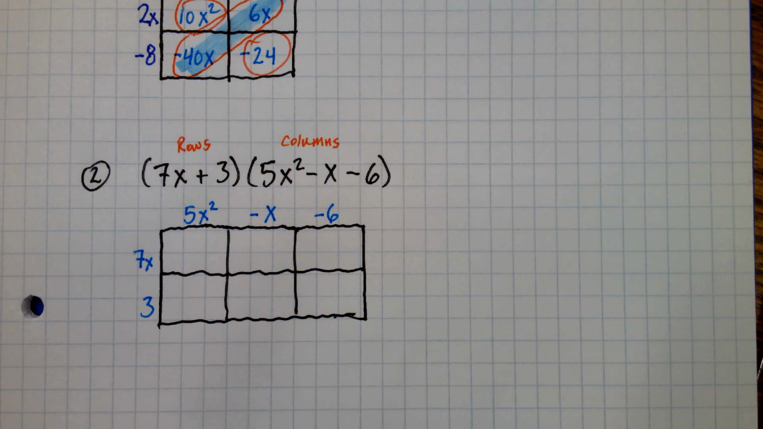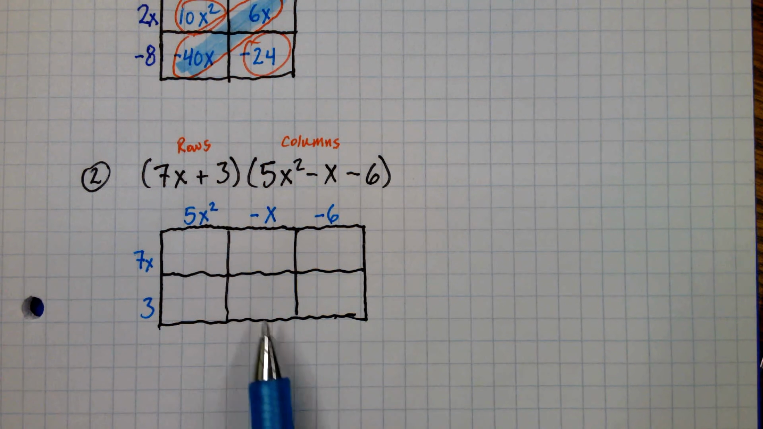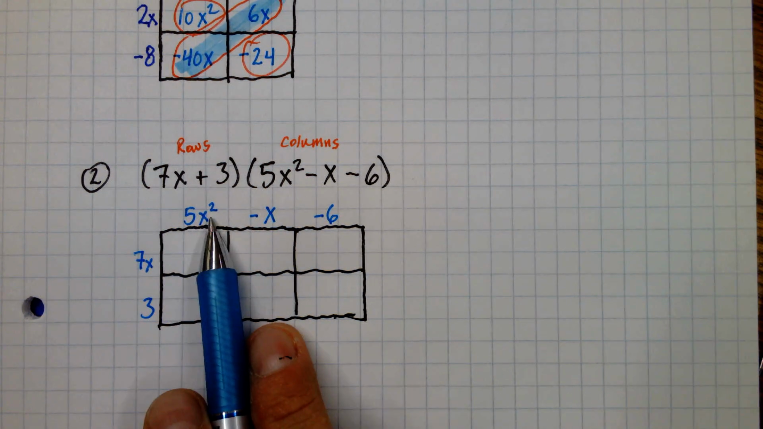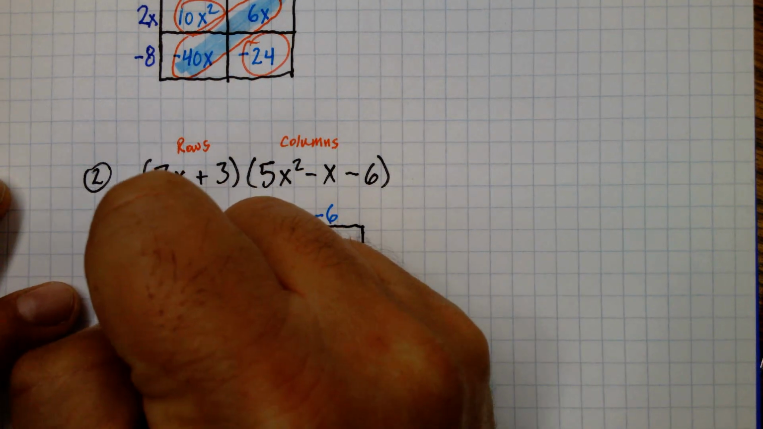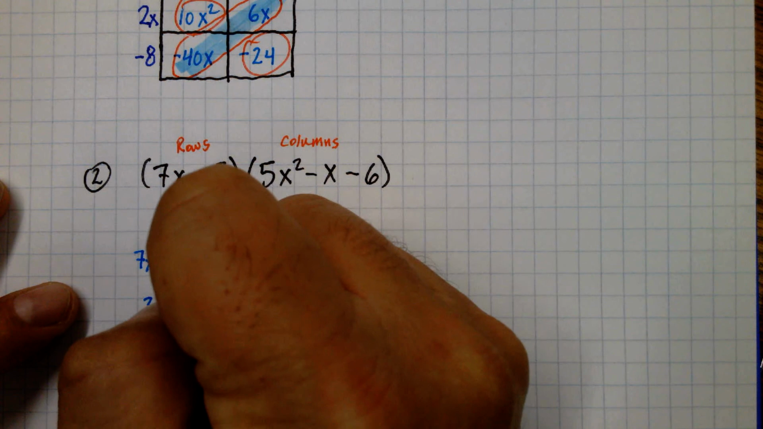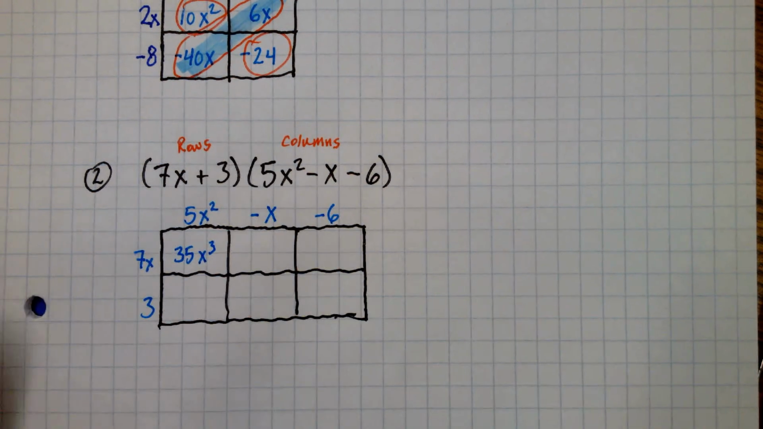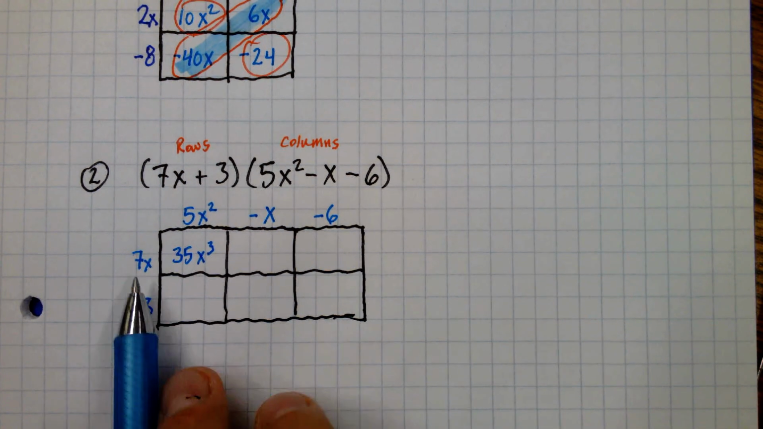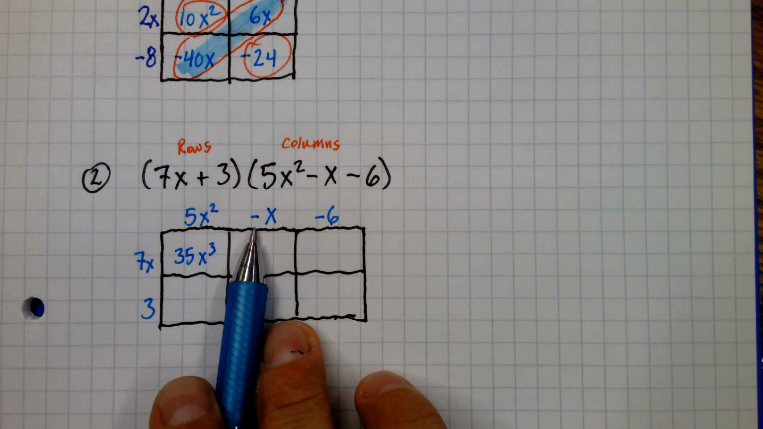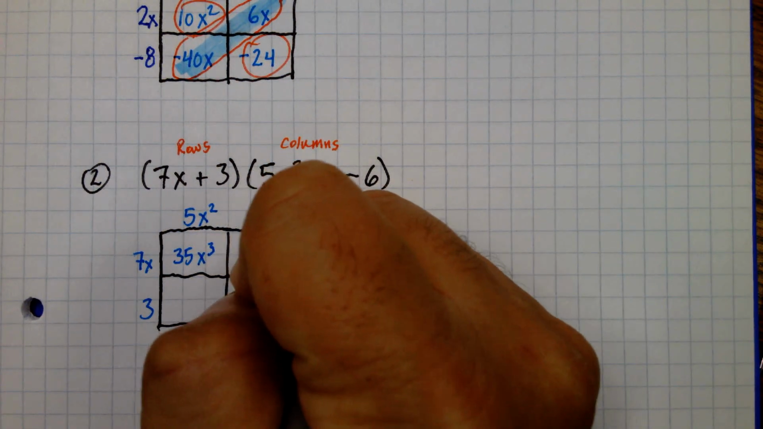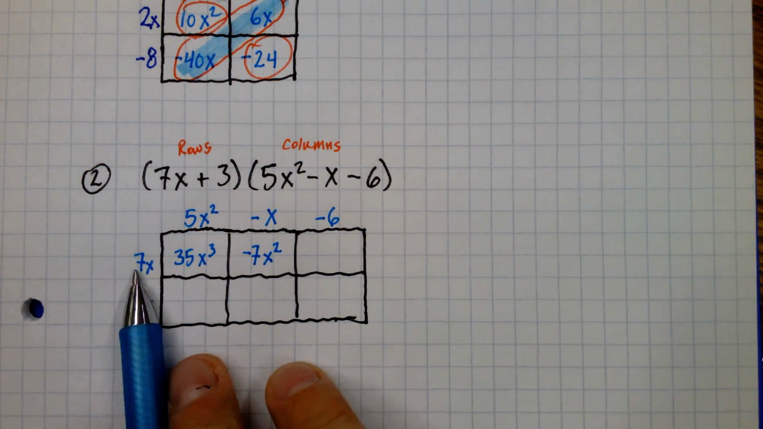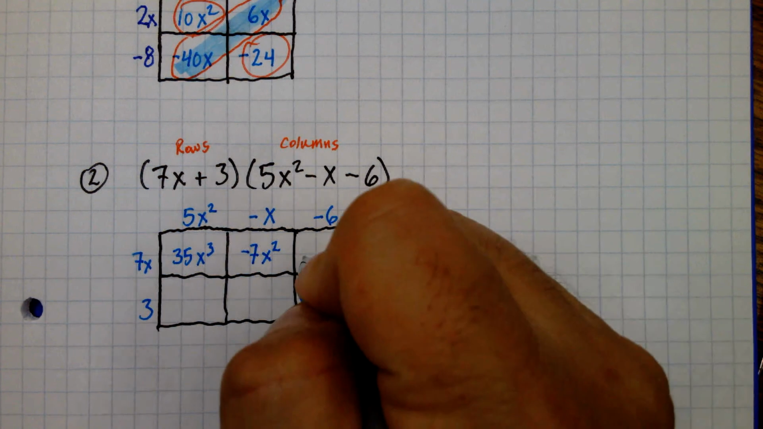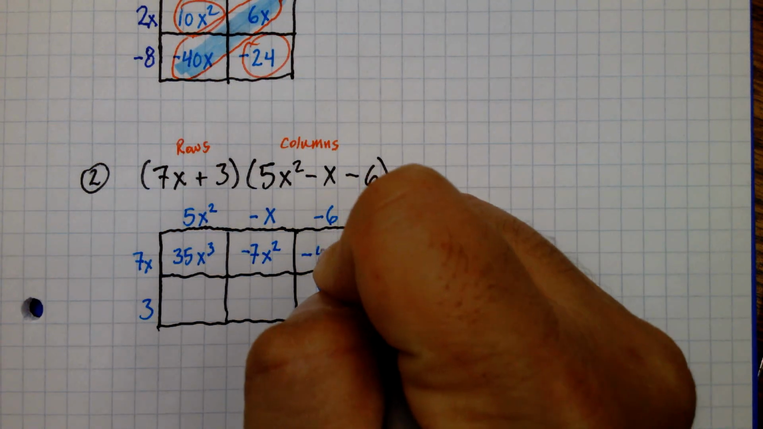Okay. You ready? Okay, let's start multiplying, and we'll do the same thing. 7x times 5x squared. These two multiply, you get your result here. 35, and then x times x squared is x to the third, or x cubed. Yeah, it's going to be to the third. And then 7x times negative x is negative 7. X times x is x squared. Very good. And then 7x times negative 6 is negative 42x.